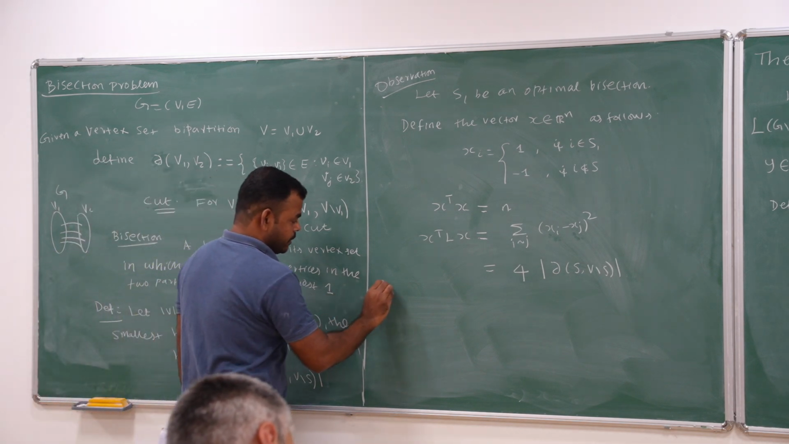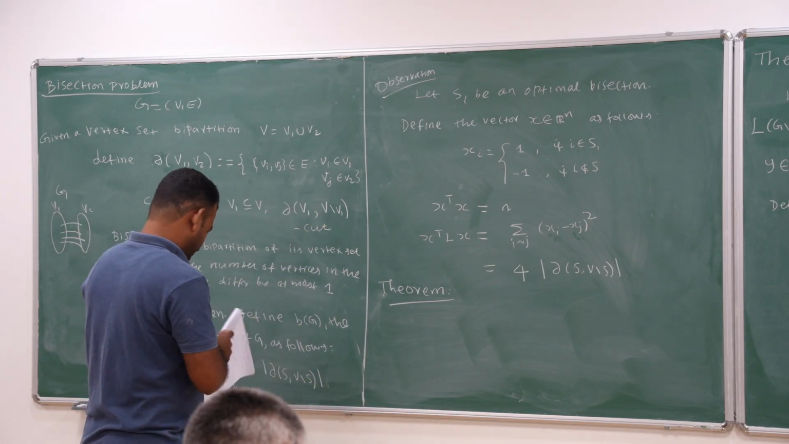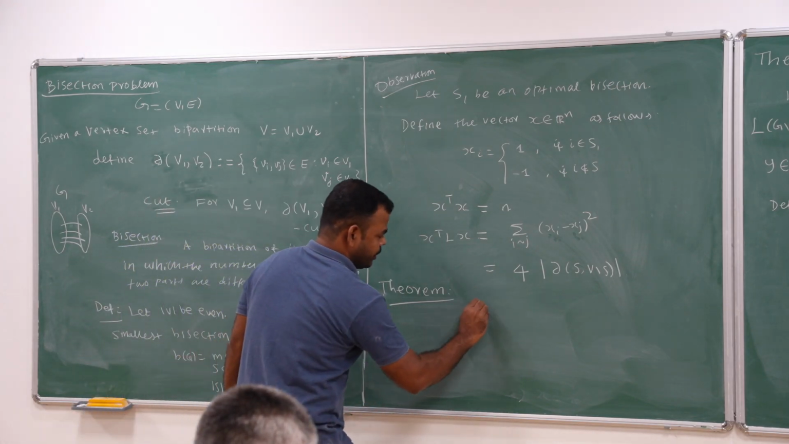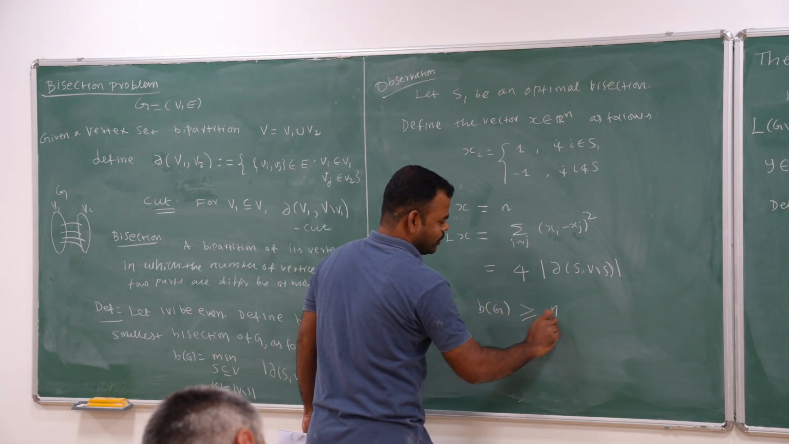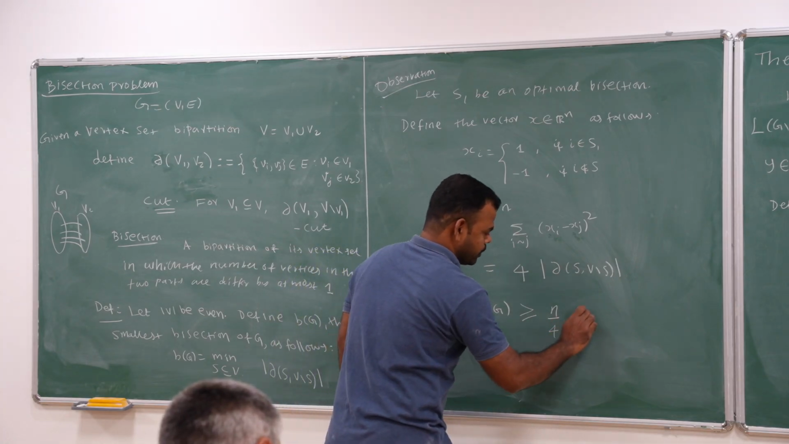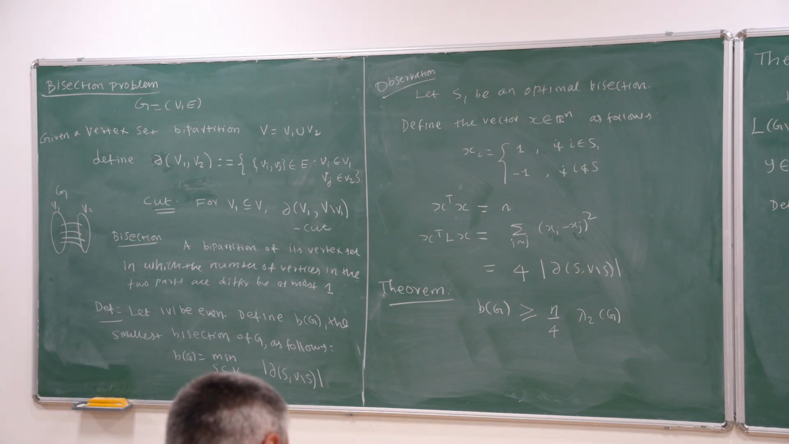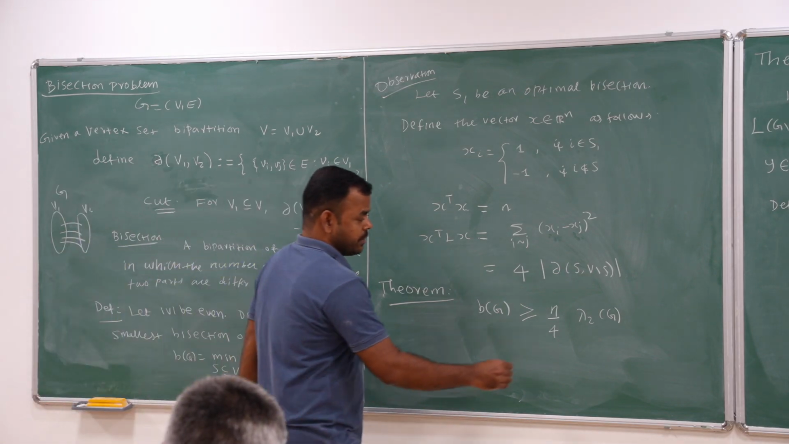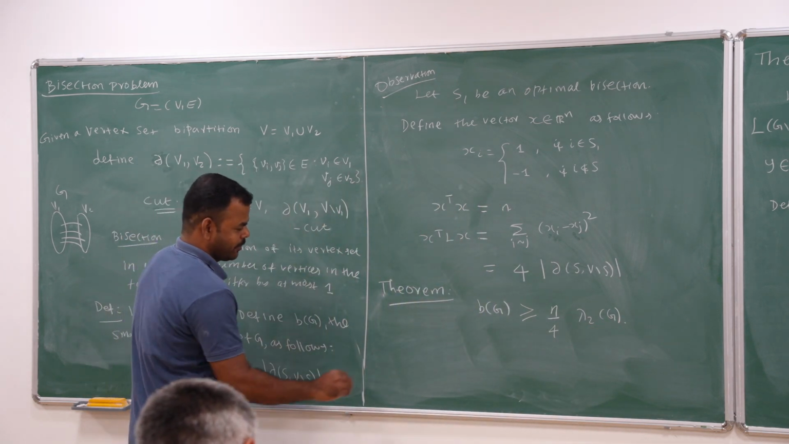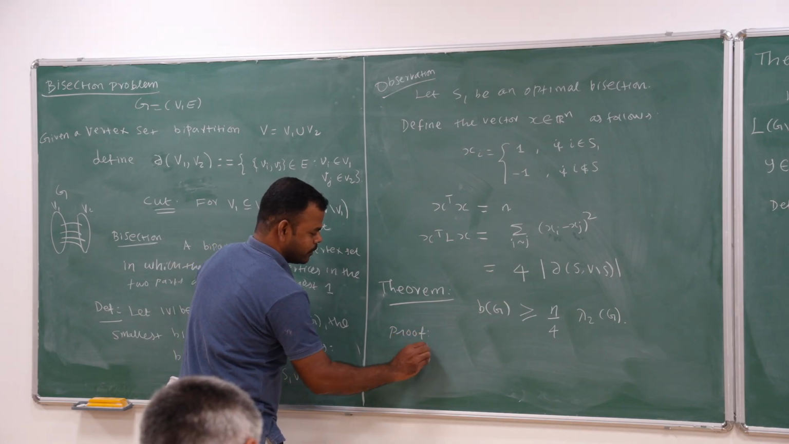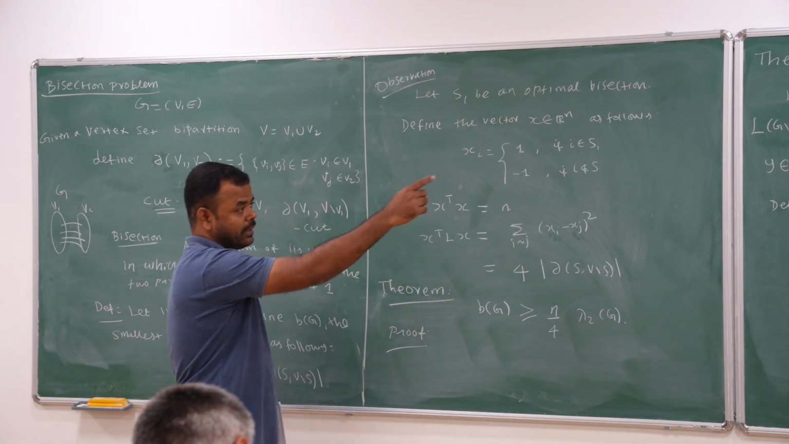With this observation, I can state the theorem. The theorem says that B of G is greater than or equal to n over 4 times lambda 2 of G. This lambda 2 of G is the second smallest eigenvalue of the Laplacian. What's the proof? Again, look at this formula: lambda n is equal to the minimum over that quantity.